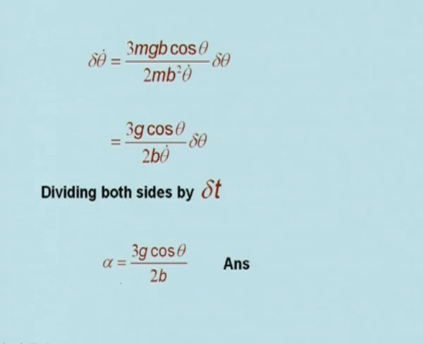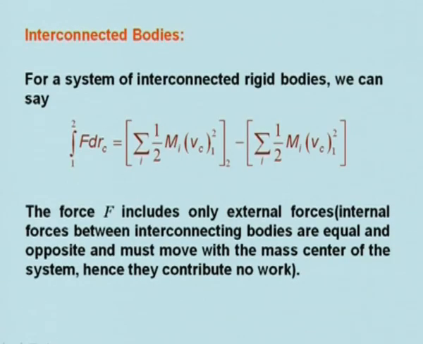Then we get delta theta dot is equal to 3 m g b cos theta divided by 2 m b square theta dot delta theta, that is 3g cos theta divided by 2b theta dot delta theta. If you divide both sides by delta t, then alpha is equal to 3g cos theta divided by 2b. We get it like this, and this is the answer of this one.